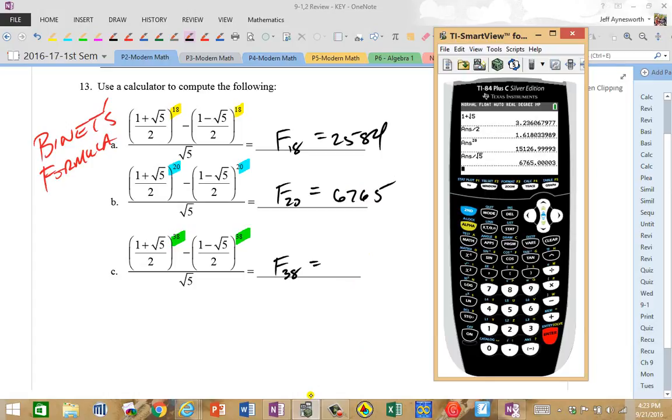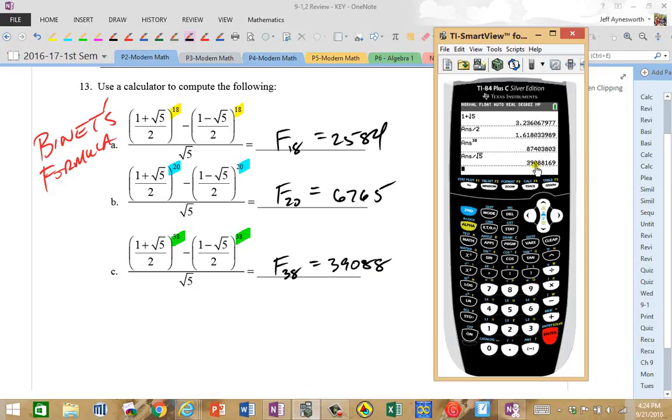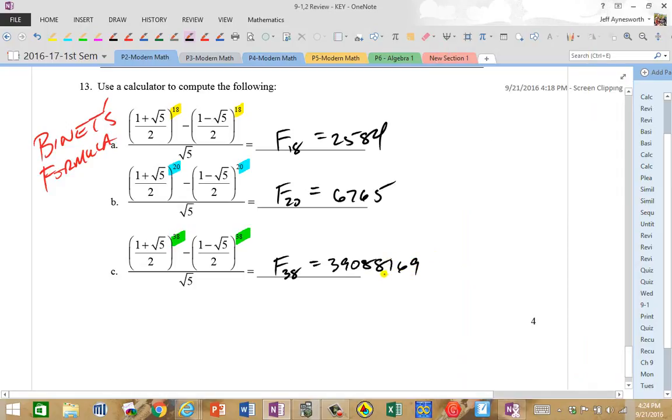F38. So 1 plus the square root of 5. Enter, divided by 2. Enter. Raise it to the 38th power. Enter. Divided by root 5. All right, and I get this big number here, so 39088169. So 39,088,169. Okay, so there you go. Use Binet's formula. Use the calculator here. It says use your calculator. All right, and that is it.